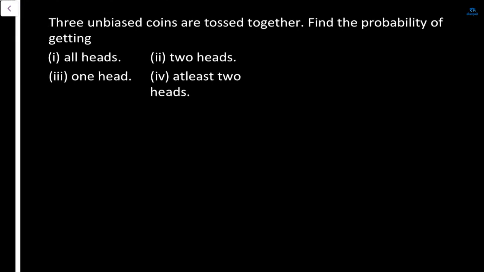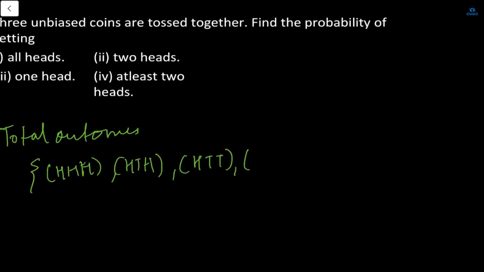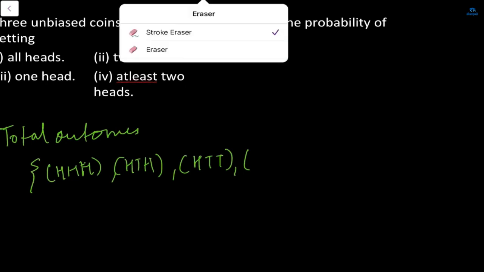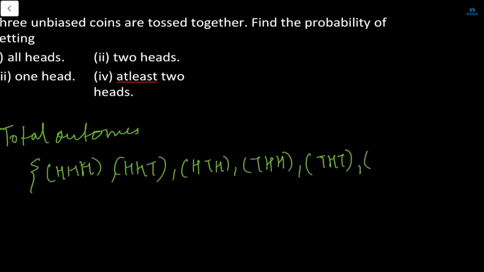First of all, write the total outcomes. Three coins are there, na? Yes, ma'am. HHH, HHT, HTH, HTT, THT. Wait, I'll write it like this, it will be less confusing. H T H T H T H H T H T T H. Ma'am, 6 outcomes are there.